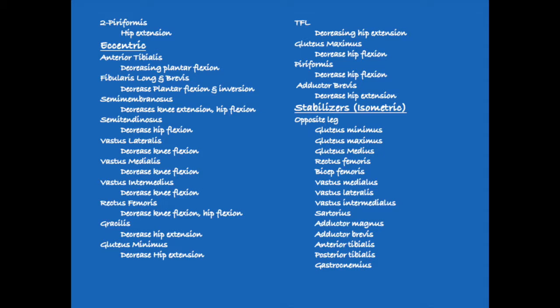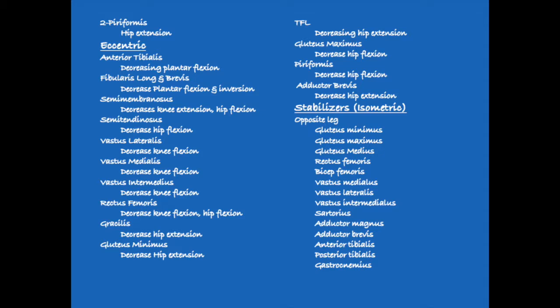Eccentrically, the tibialis anterior, fibularis longus and brevis, semimembranosus and semitendinosus, vastus lateralis, medialis, and intermedius, rectus femoris, gracilis, gluteus minimus, TFL, the gluteus maximus, piriformis, and adductor brevis are all used, with concentric and eccentric muscle movement being switched throughout the movement. Your primary and secondary users may be swapped.